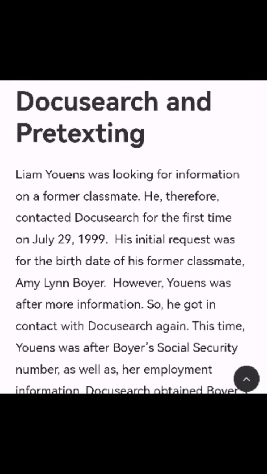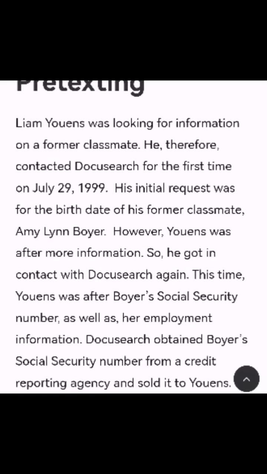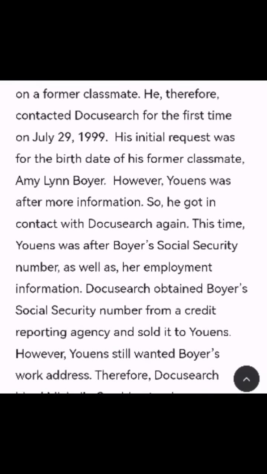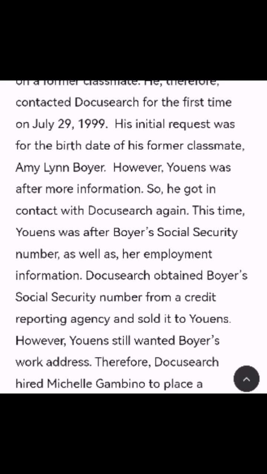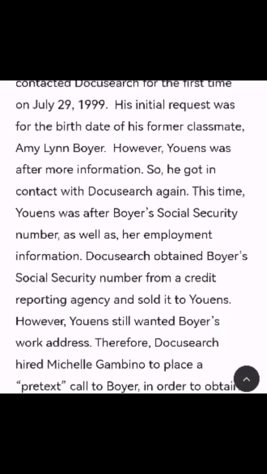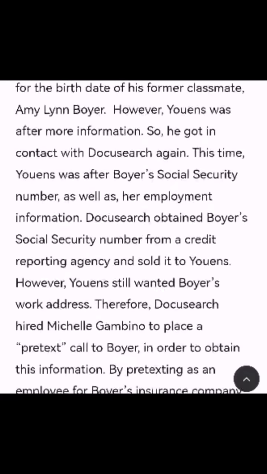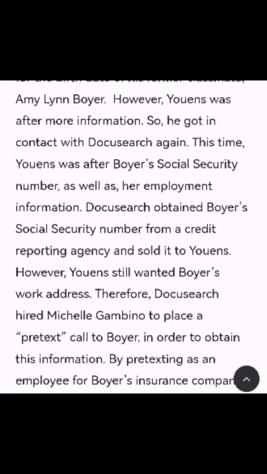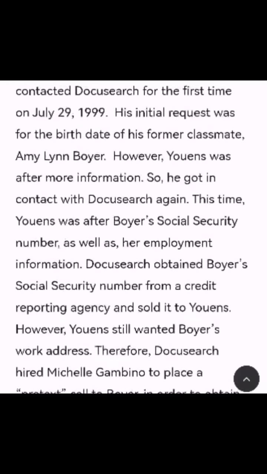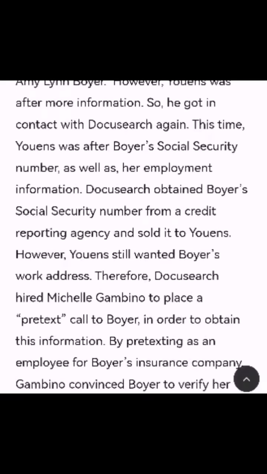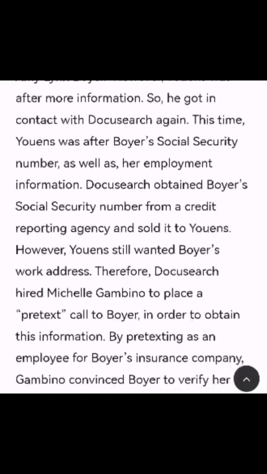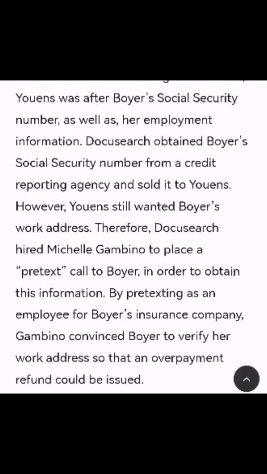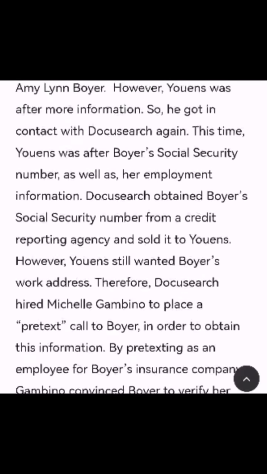Docusearch and pretexting. Liam Youens was looking for information on a former classmate, and he therefore contacted Docusearch for the first time on July 29, 1999, and his initial request was the birth date of his former classmate, Amy Lynn Boyer. Here, however, Youens was after more information, so he got in contact with Docusearch again.